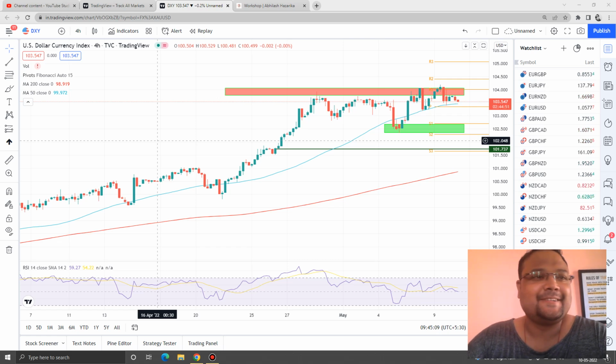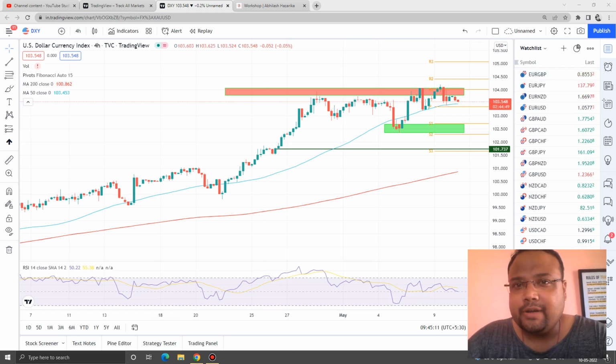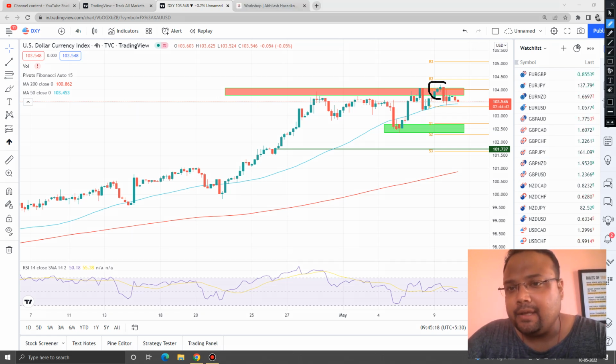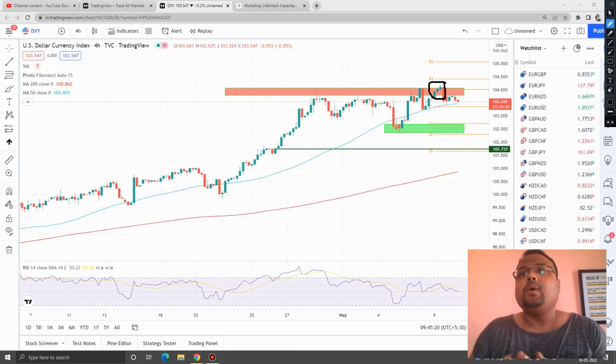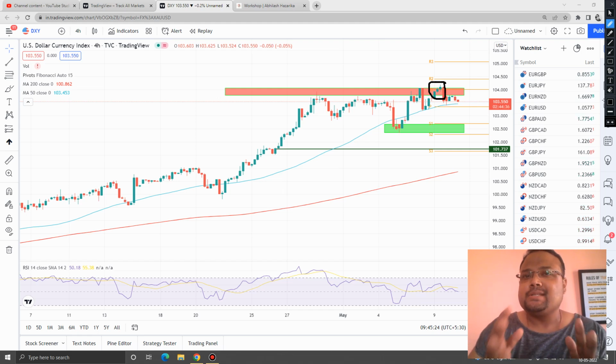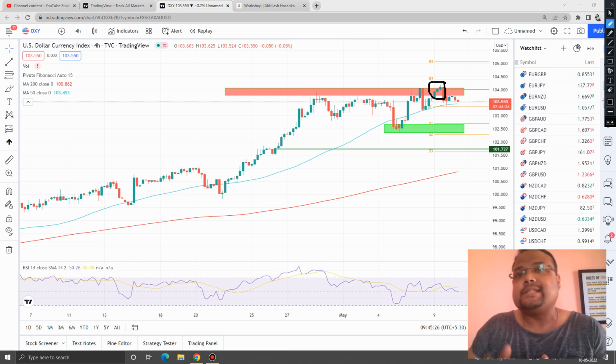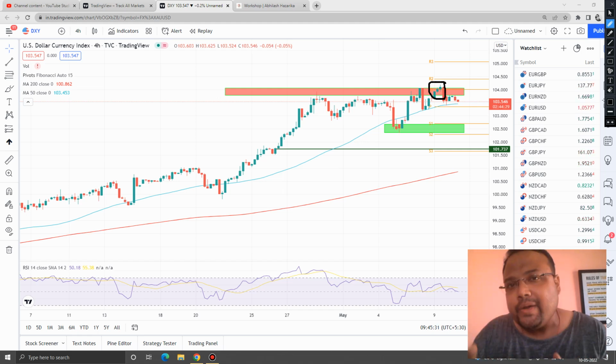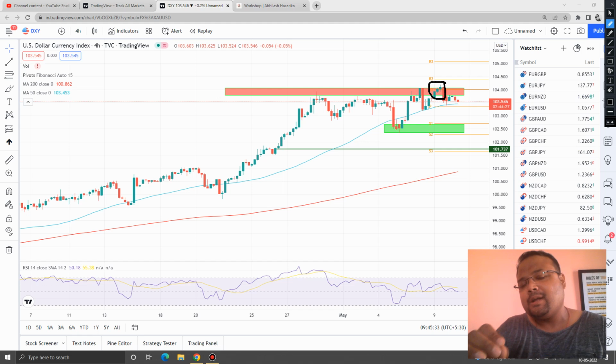So let's get started. This is the 4-hour chart of DXY. Yesterday when we were talking about the chart of Euro USD, DXY was standing here and we were skeptical about the next course of action of DXY. As we discussed, DXY was standing at a very crucial level and somehow it is showing some signs of correction.